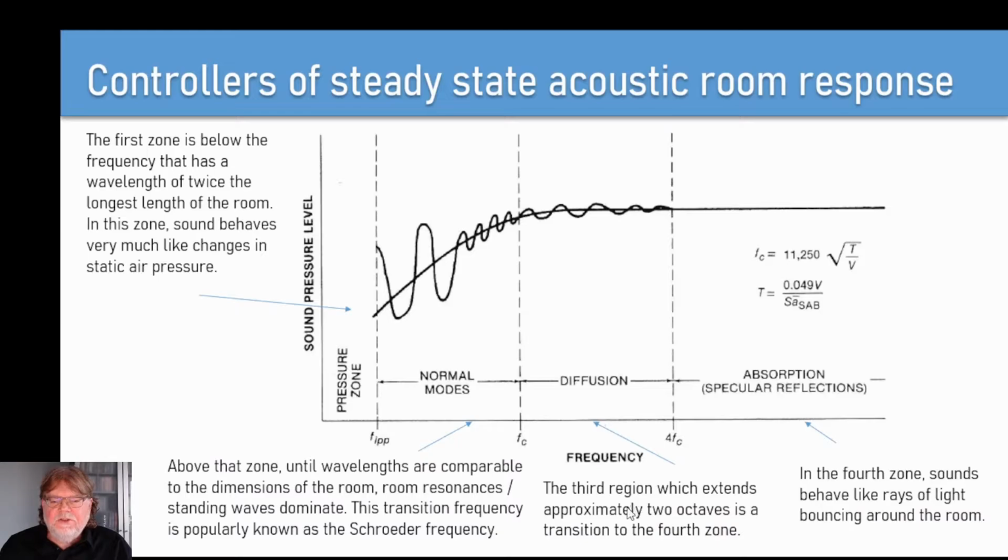The third region, which extends approximately 2 octaves, is a transition to the 4th zone. So this diffusion zone, there's still room reflections going on, but they're not as large. They're transitioning from waves to rays. So here we've got standing waves, and we're moving into rays by the time we get to 4 times the transition frequency, or Schroeder frequency. So if our room transition frequency, for example, is 150 Hertz, 4 times that is around 600 Hertz. So by 600 Hertz, the room correction system should stop, and we'll talk about that a little bit more as we move forward.